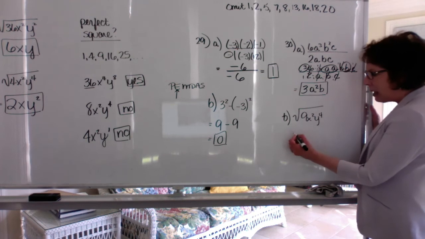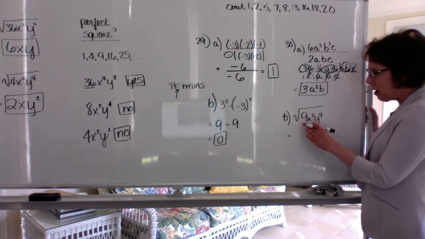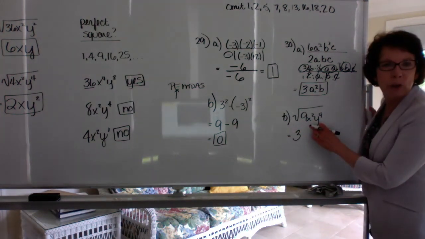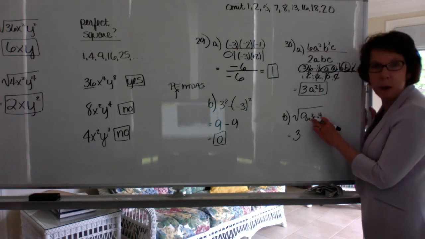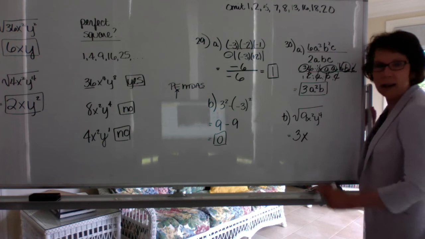Okay, now let's take the square root of this problem. It's the square root of 9. Let's start with that. We know that's 3. What's the square root of x squared? Well, we take the exponent and divide it by 2. 2 divided by 2 is 1, 1x.